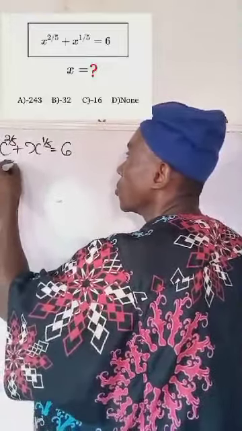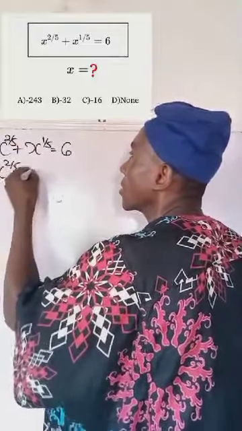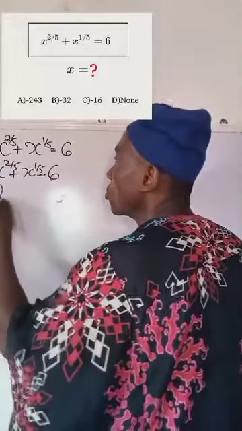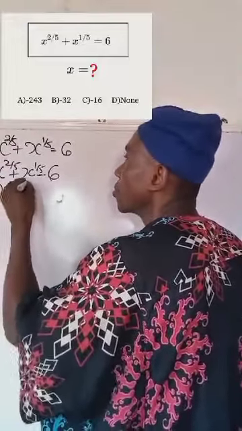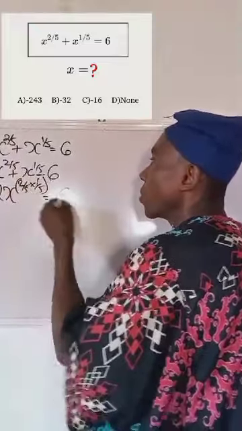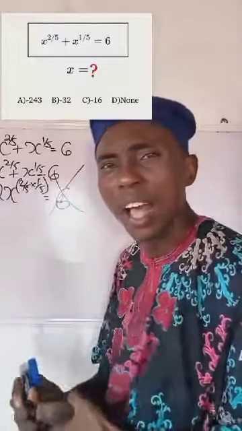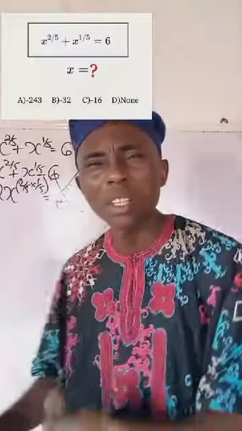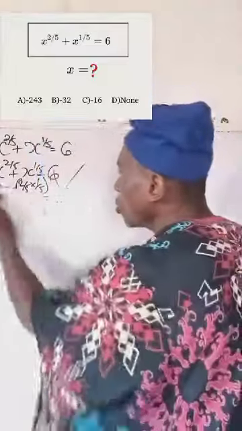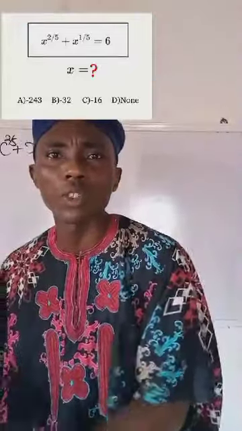x raised to the power 2 over 5 plus x raised to the power 1 over 5 equals 6. Then we say 2x raised to the power 2 over 5 times 1 over 5 equals 6. No way! You don't solve it that way. This solution is terrific and it's causing me stomach ache. You don't do it that way. Now, how can you solve this question?